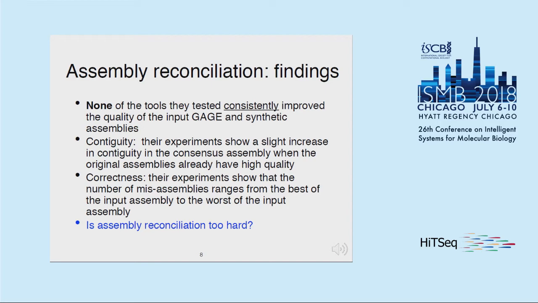In the aspect of contiguity, their experiments show a slight increase in contiguity in the consensus assembly when the original assemblies already have high quality. In the aspect of correctness, their experiments show that the number of missed assemblies ranged from the best of the input assembly to the worst of the input assembly. So we can see the problem of assembly reconciliation seems not easy. Is there any way to improve?